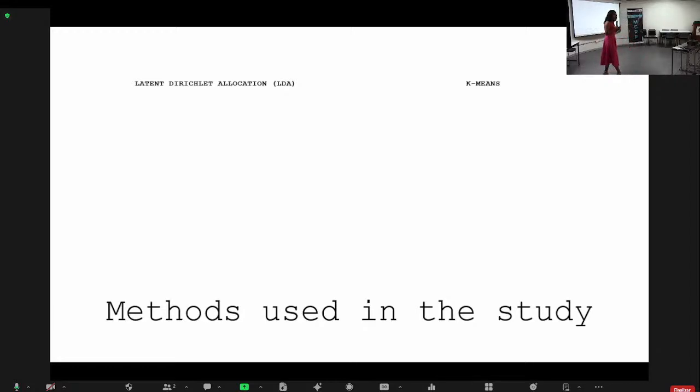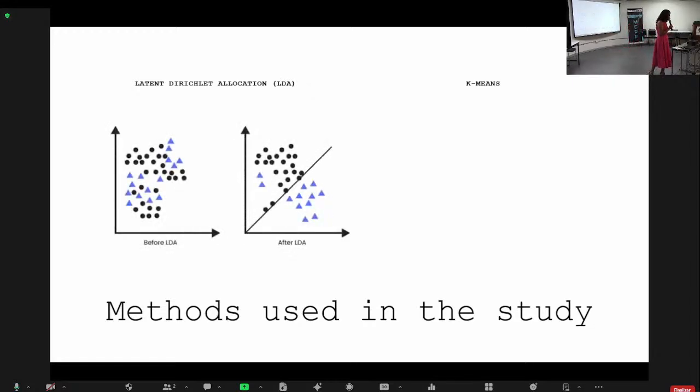LDA is a topic modeling technique in machine learning to discover hidden topics in a collection of documents. It's a mix of features. For this, we use two variables, perplexity and coherence. Perplexity determines how efficiently a model can handle previously unobserved data. On the other hand, coherence evaluates the clarity and consistency of the topics from a human point of view.